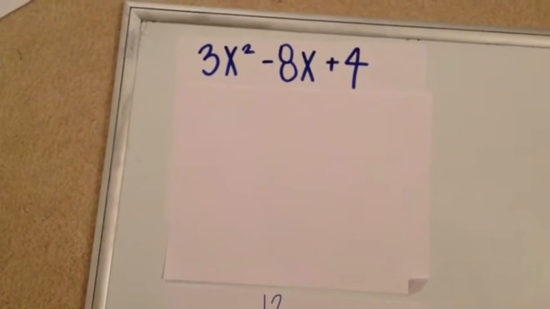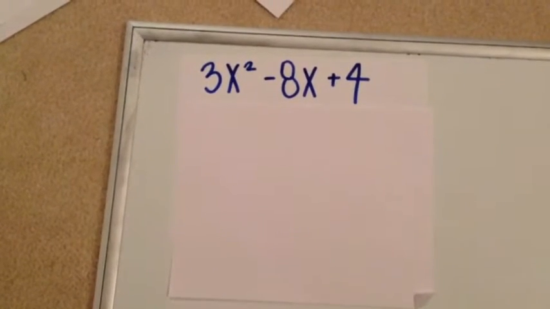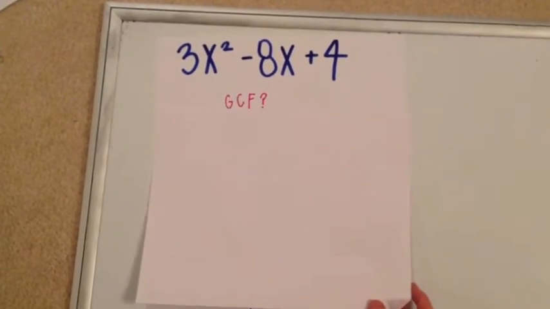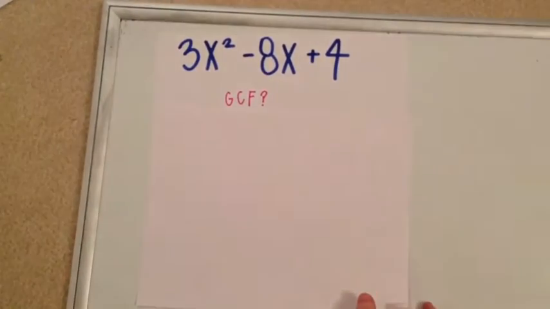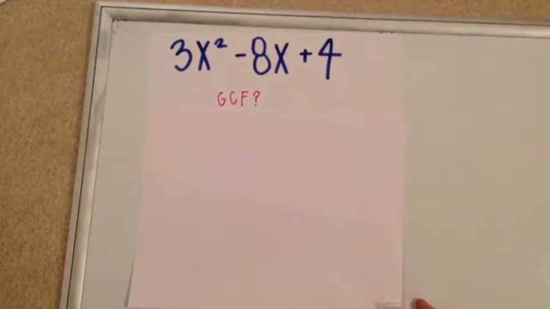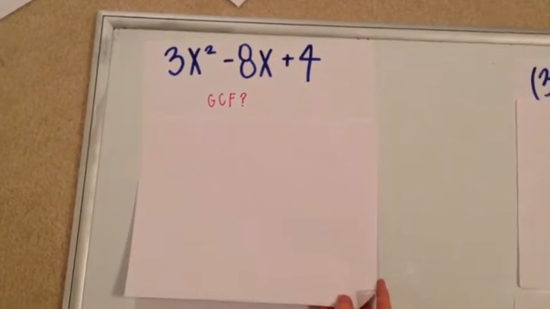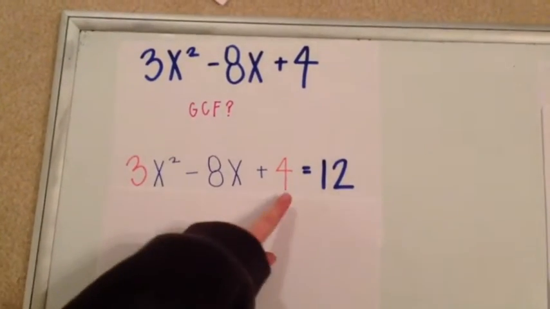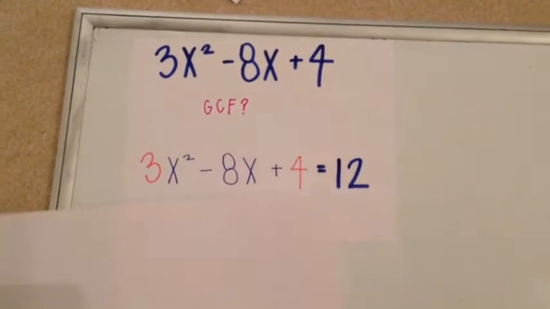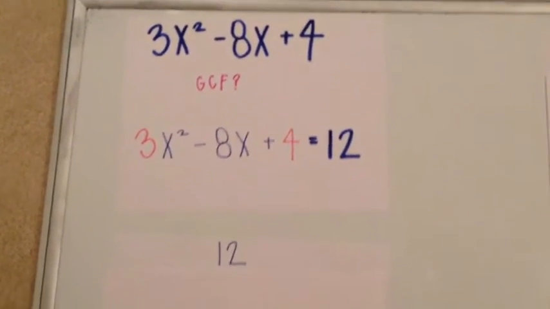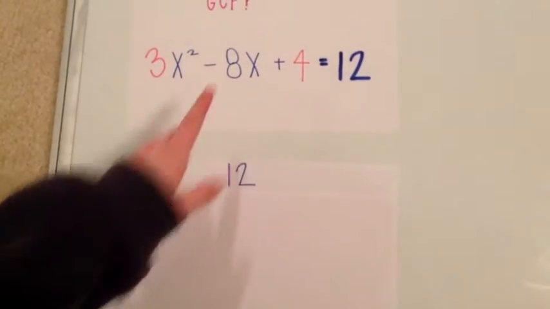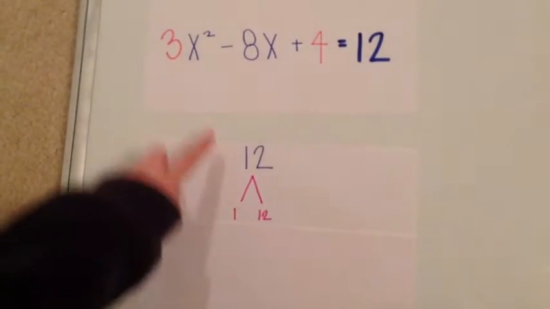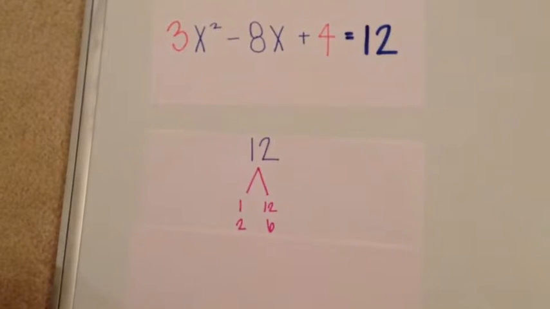Alright, this is probably our trickiest problem. So it's 3x squared minus 8x plus 4. So we're going to begin by looking for a GCF. And even though there is a number in the front, there is not something that you can take out of all the numbers. So we move on to our next step, which is what multiplies from the first to the last. So 3 times 4 equals 12. So we're going to look at all the factors of 12 that might add up to negative 8. So we begin with 1 and 12, and those do not add up to negative 8. So we move on to 2 and 6.